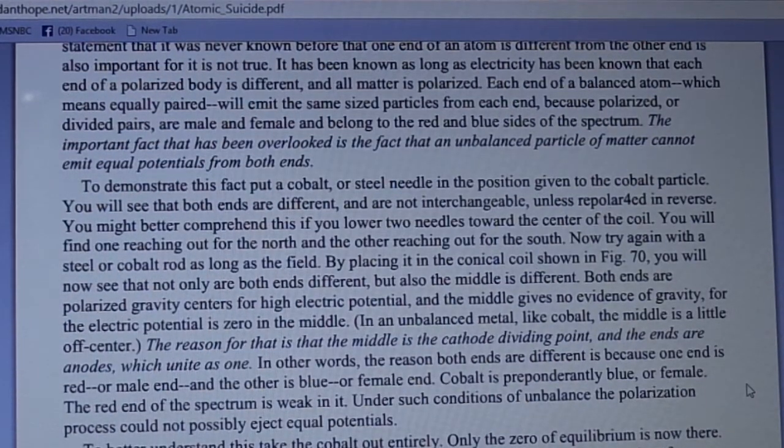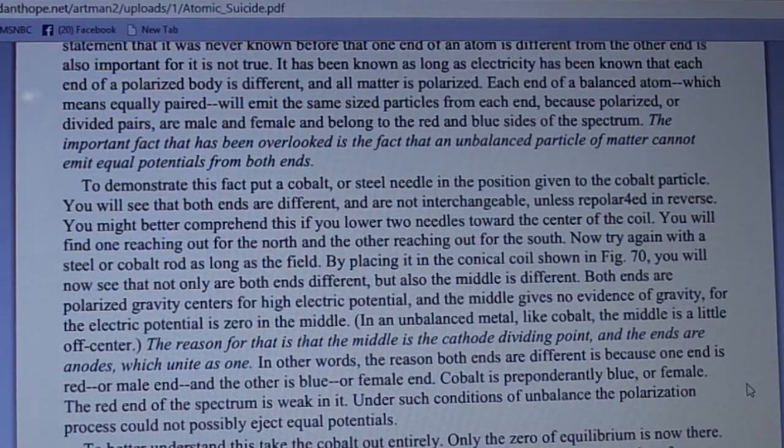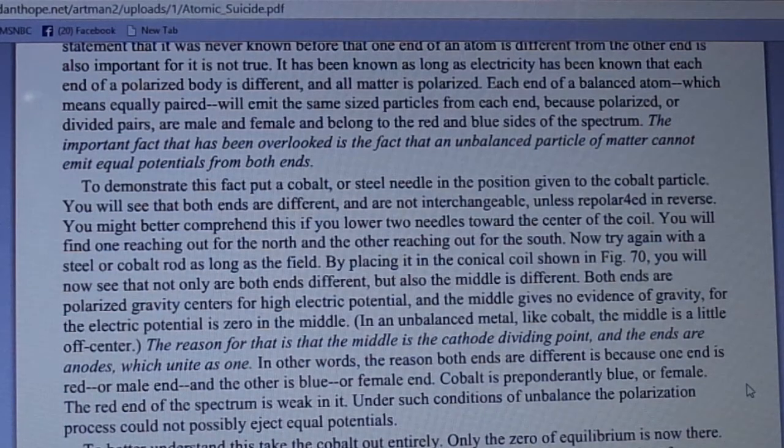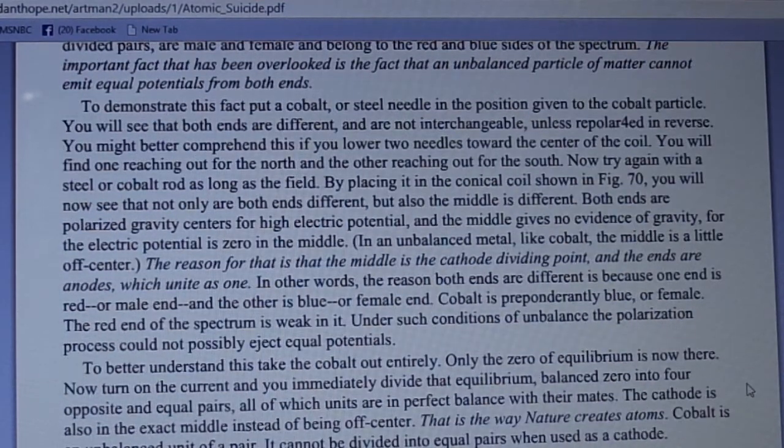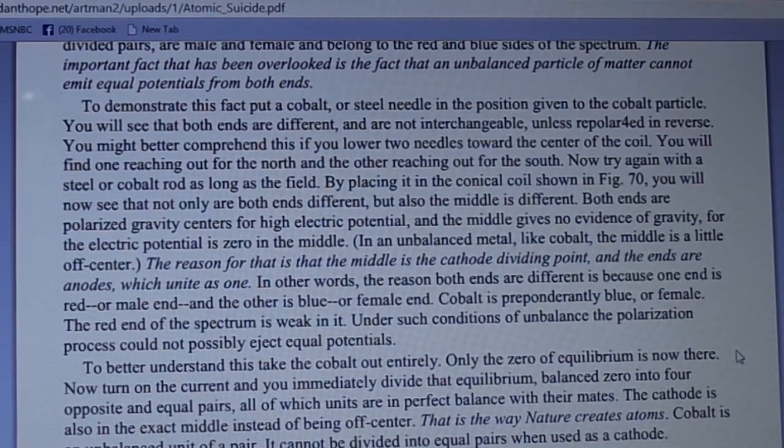In an unbalanced metal like cobalt, the middle is a little off-center. The reason for that is that the middle is the cathode dividing point, and the ends are anodes, which unite as one. In other words, the reason both ends are different is because one end is red or male end, and the other is blue or female end. Cobalt is preponderantly blue or female. The red end of the spectrum is weak in it. Under such conditions of unbalance, the polarization process could not possibly eject equal potentials.